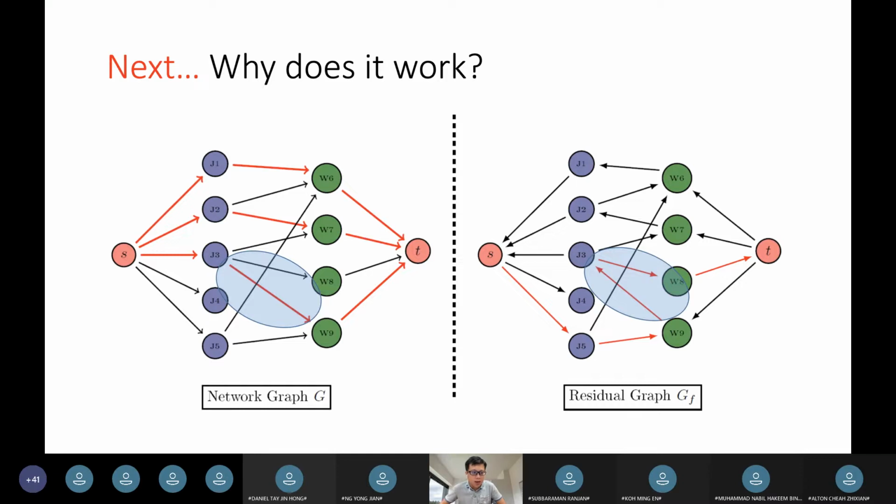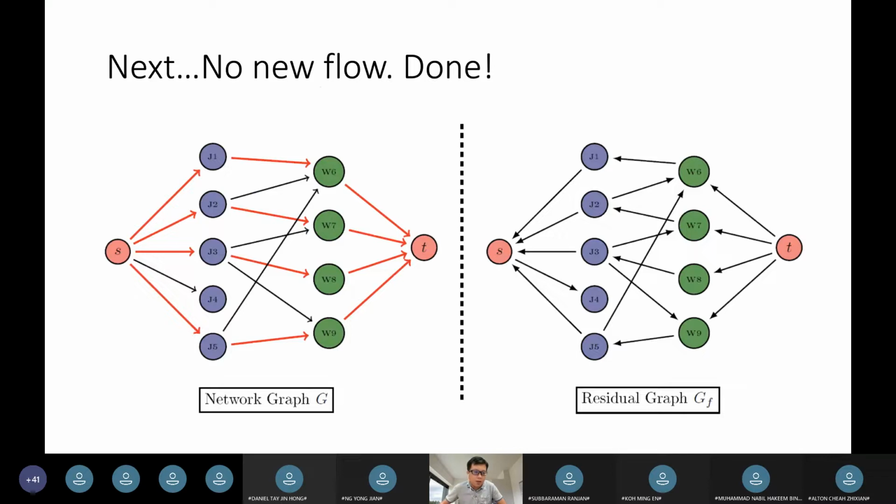The other thing is just S to J5, J5 to W9, right? J3 to W8, W8 to T. So we keep the same. Okay, we just remove from J3 to W9. But J3 to W8 we keep it, right?